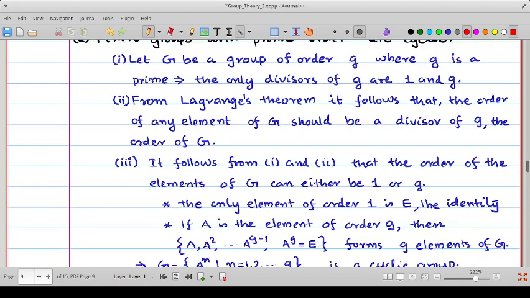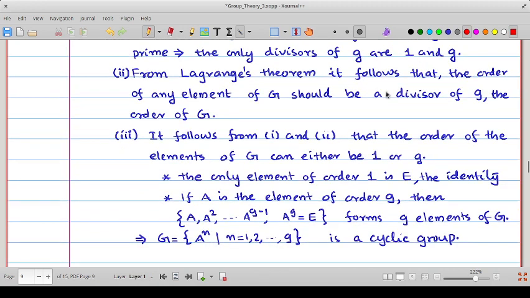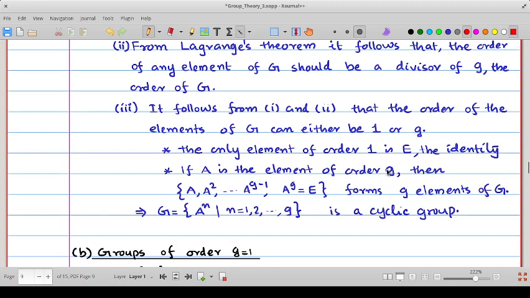And we already know, because G is prime, that the divisors of G are 1 and G only. So that means if G is prime, then the order of the elements of the group should either be 1 or G. Now, which is the element that has order 1? The order of an element is defined as the smallest number n such that a to the power n is equal to the identity. Then we will say that the order of the element A is n.